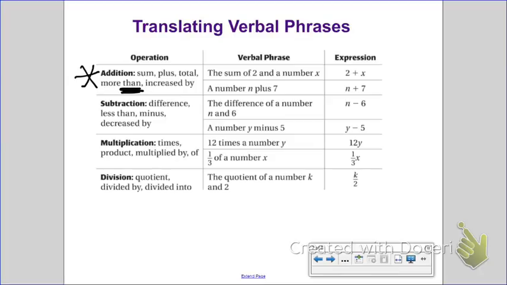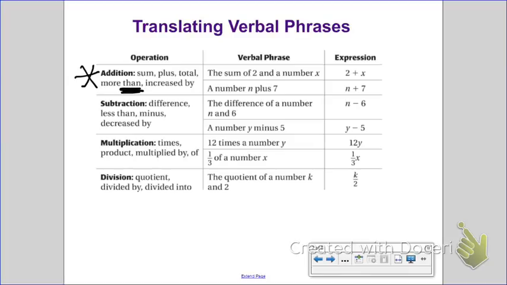And then you're given words for subtraction: difference, less than. An example for that would be the difference of a number n and 6. There aren't any switch words, so we just follow the order. We're given the number first, then 6, so it would be n minus 6.